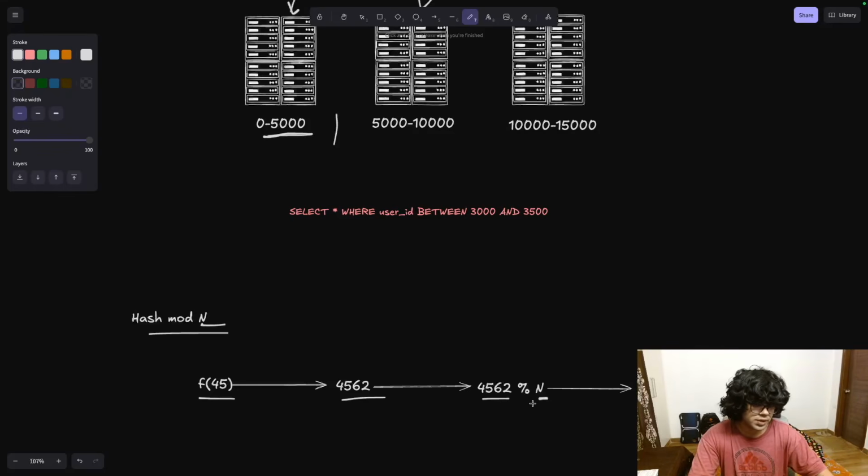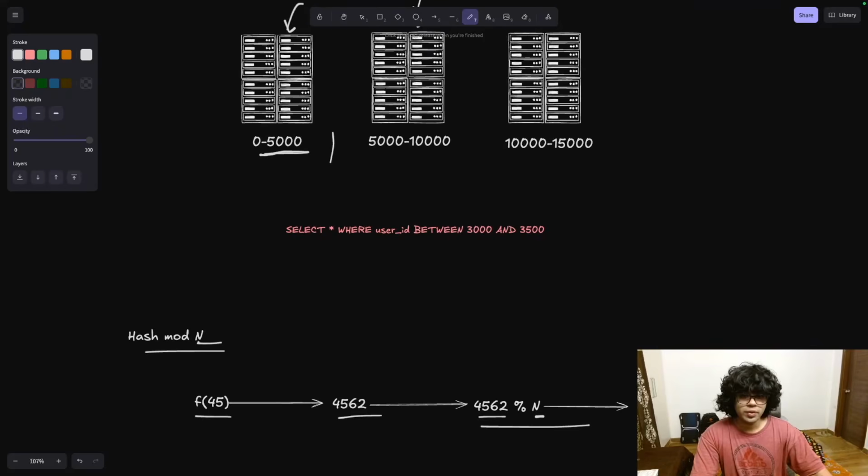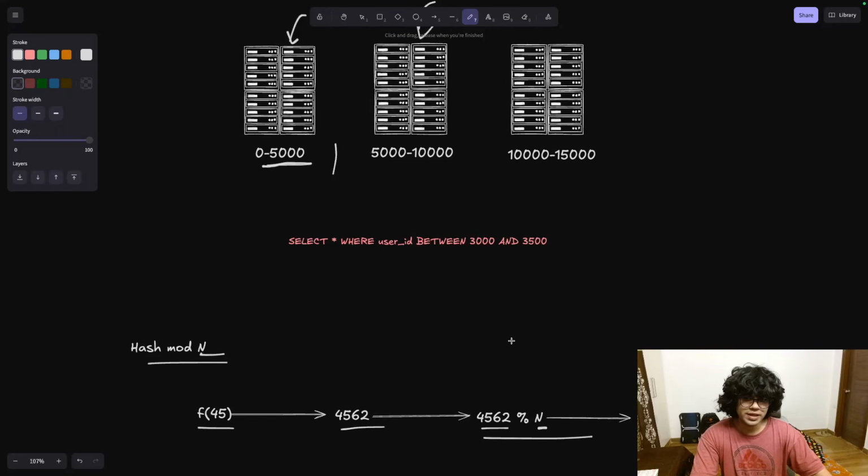Now when you take the mod of it with the number n, that basically guarantees that this number is going to stay between 0 and n minus 1, right? In this case, this will always stay between 0 and 2, so it can be 0, 1 or 2. So when you get a value from here, you can put that user's information in this shard. You don't have to do these computations, like 0 to 5k is going to live here and so on and so forth. So 45 went to shard 2, so it's 0, 1, 2. So 45 stays here.